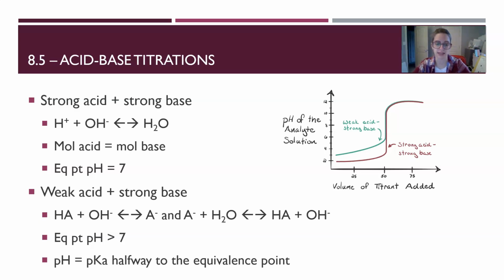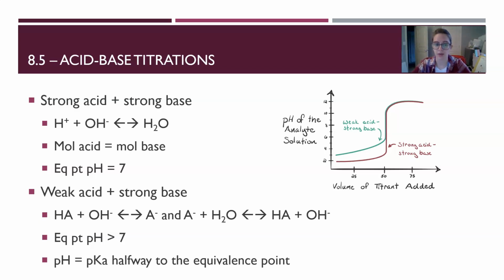So it's the concentration of your conjugate base of your original weak acid. So that's the A- is what's going to determine, and then it's Kb. So that's what's going to determine the concentration of hydroxide in solution, which will then determine your pH. This is where the halfway to the equivalence point comes in handy.